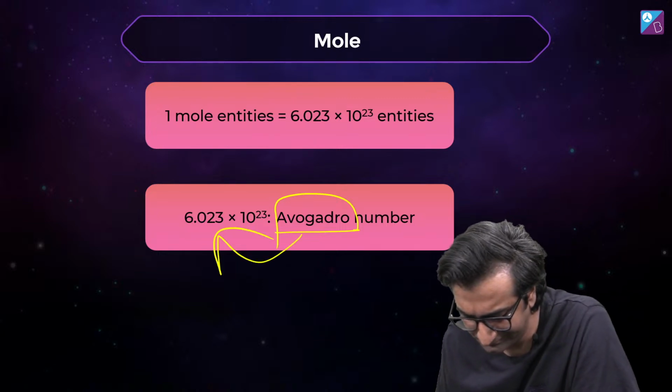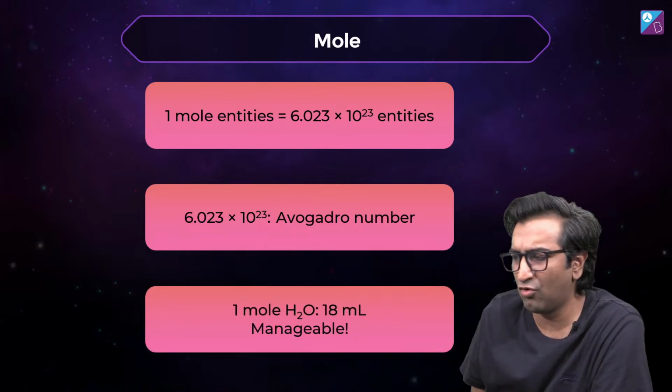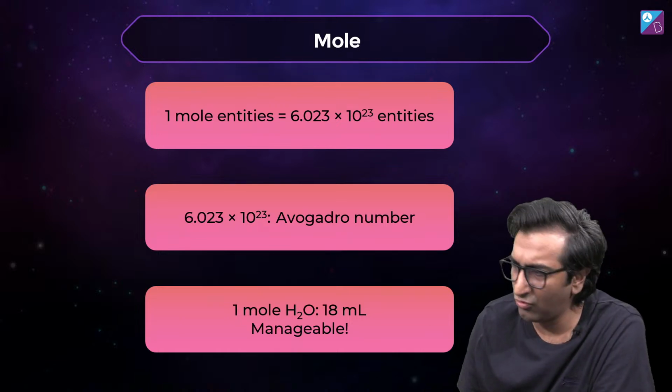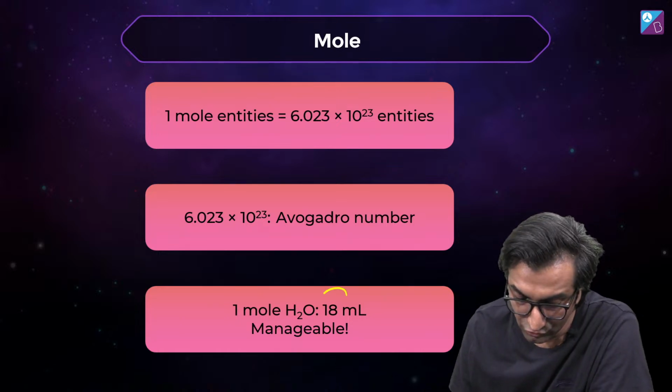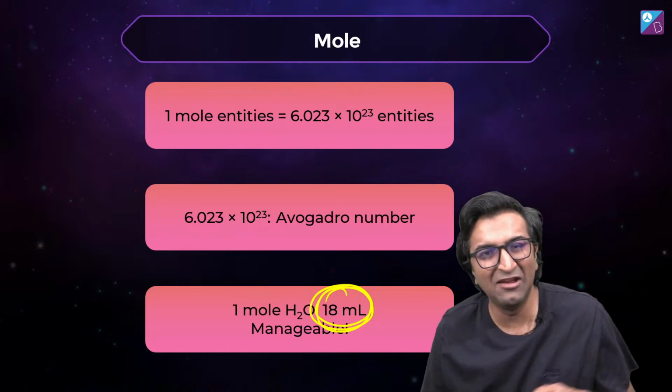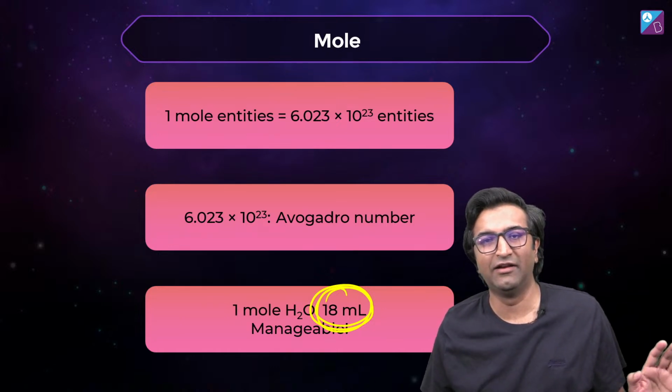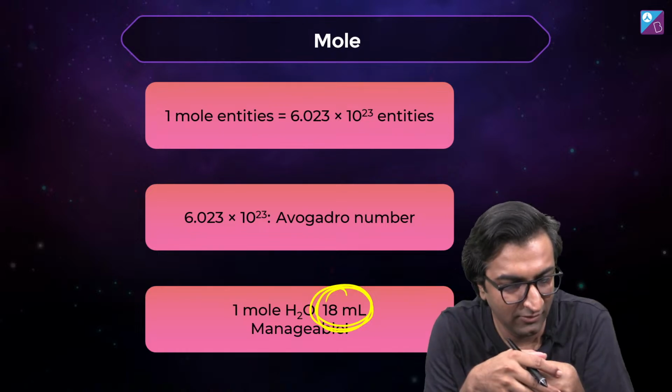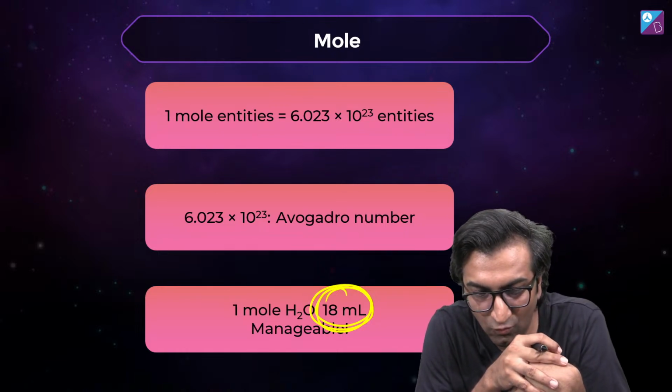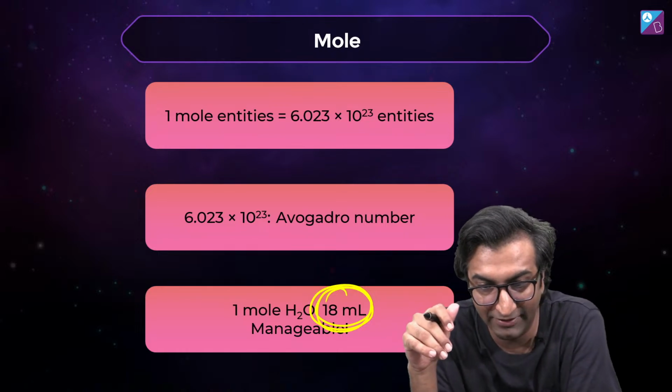Where does this number come from? Someone had said that 1 mole of water weighs some amount. Someone said it on the 9-10 channel. So I'm saying that 1 mole of water is 18 milliliter. Oh, okay. Finally a number that is relevant. Avogadro number. What is Avogadro number? Good question. We'll talk about that.